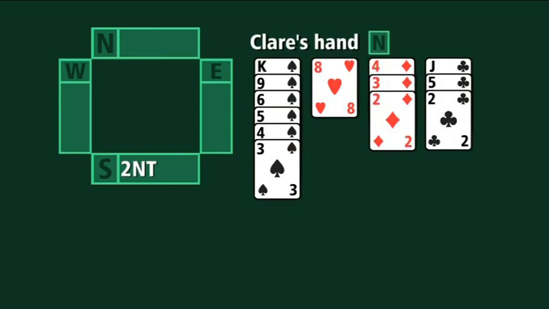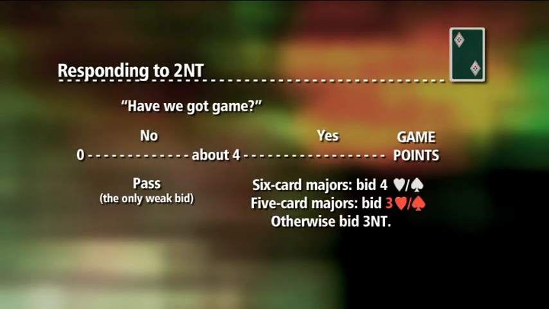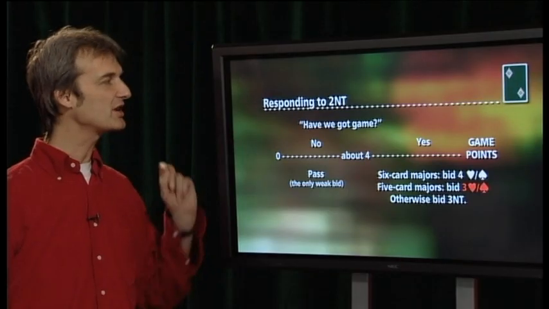Now, what do we think that Claire should do with that hand? Now, the key issues, just as though partner had opened 1 no trump, are whether or not we have an 8-card fit in a major and whether or not we can go for game. And what I'm going to do is I'm going to show you the responder to 2 no trump line. Responding to 2 no trumps. Again, the key question, have we got game?